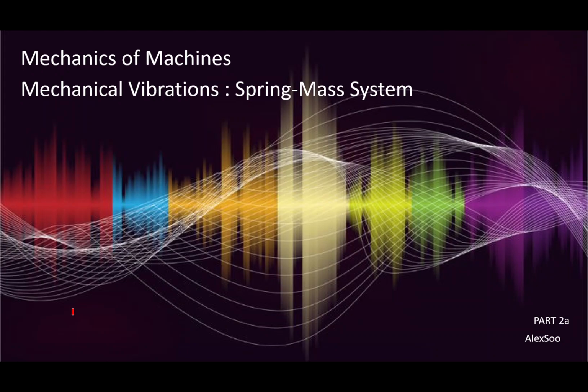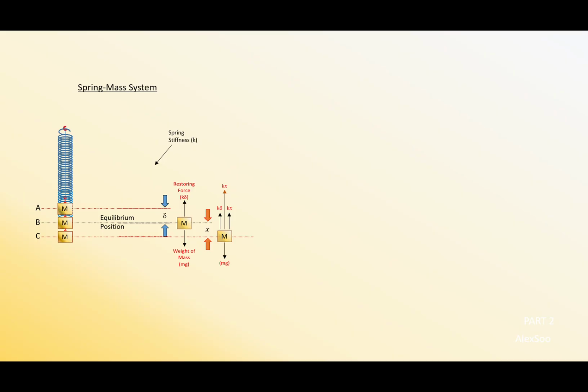Okay, spring mass system. This part of mechanics of machines will be looking at the spring mass system. Here we have a spring and a mass, and the mass is attached to the bottom end of the spring. When the mass is released, it will oscillate from point A down to point B, where it reaches its equilibrium position, then further down to point C, and then from point C back to point B, and then to point A.